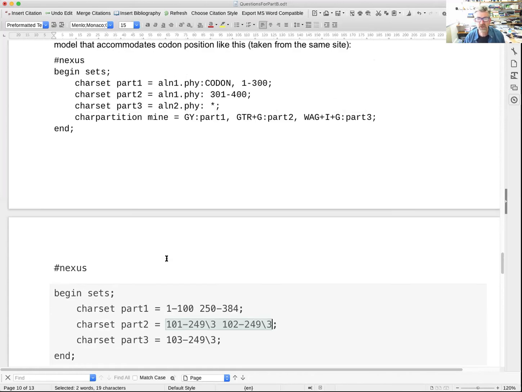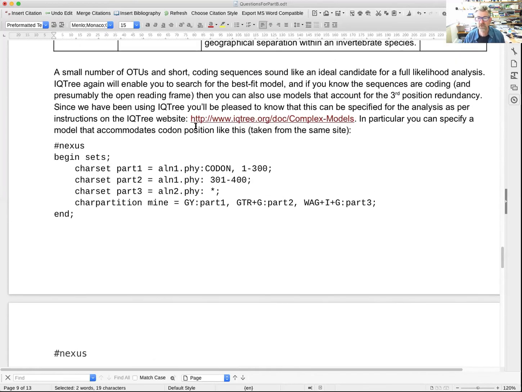And so because it's coding sequence, you can say that part 1, part 2, part 3, however you want to describe them, can be evolving differently. And IQ-tree will allow those to have different models. So for example, that third position can be essentially much, much faster, or possibly even a different model from the first 2 positions. Here's another description of that idea.